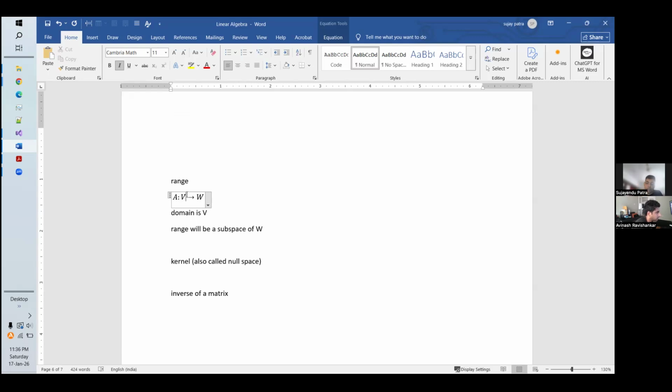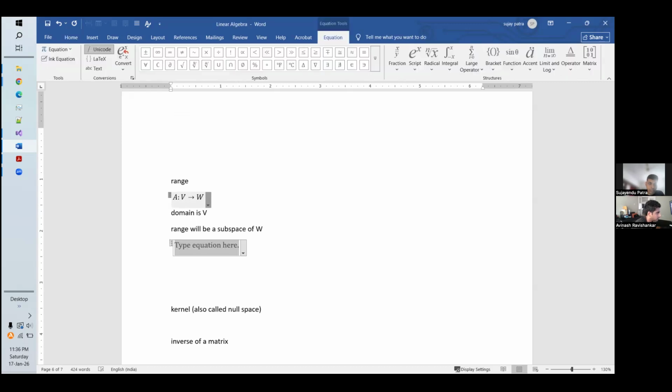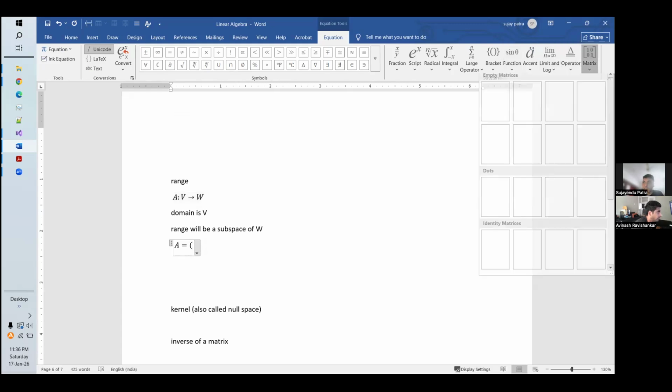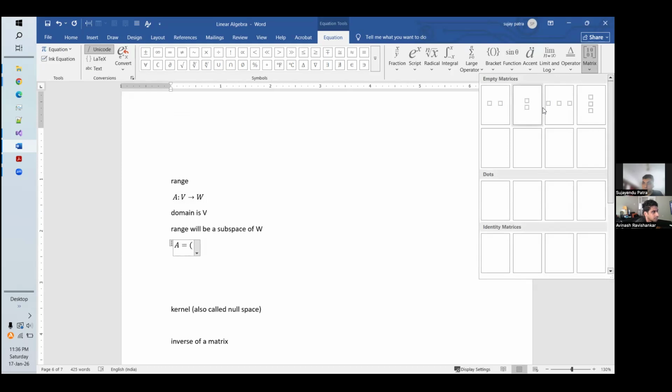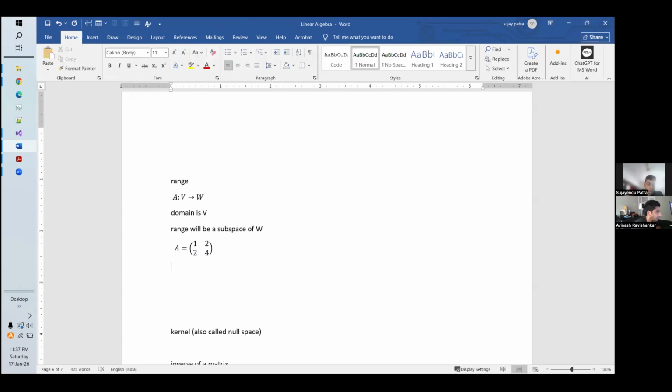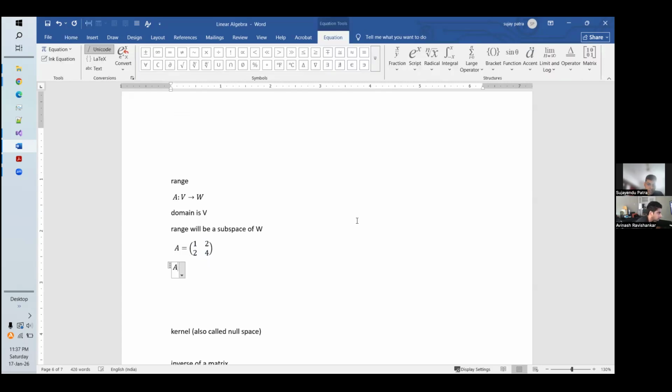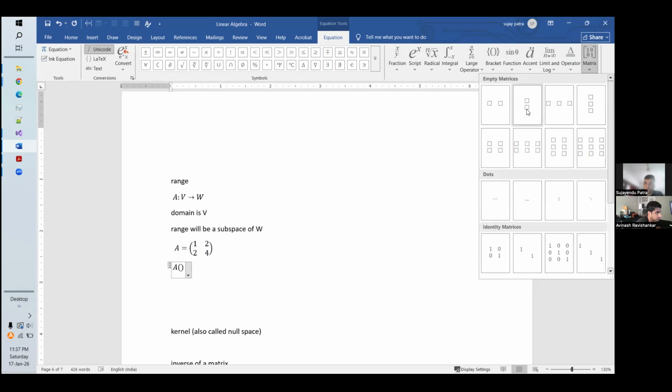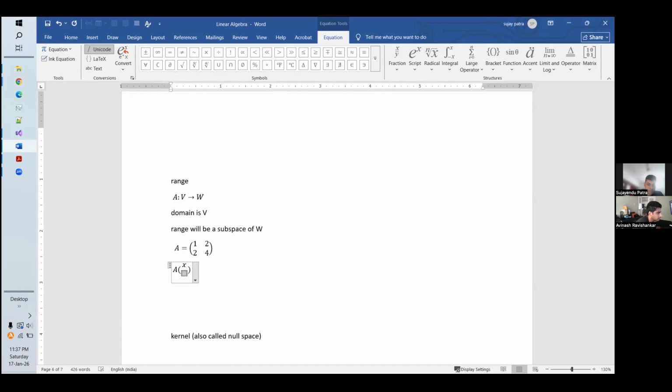So this is domain and range. Let's take one example where this is interesting. Let's say A is the matrix with rows one, two and two, four. Now let's apply A to a vector, and I will take its components as u and v.